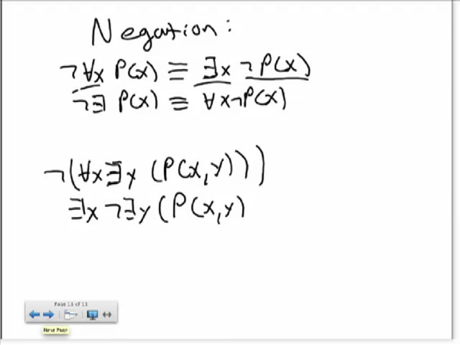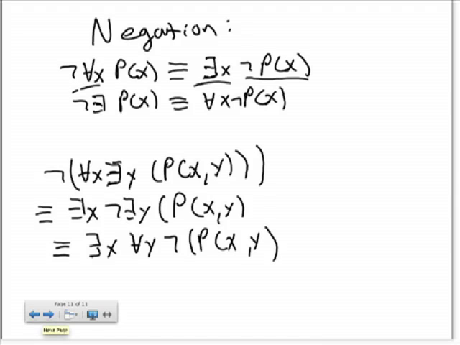Alright, and now we are going to again negate the existential quantifier, which transforms into a universal, and then negate the inside. And that is how you negate nested quantifiers. So you just move the negation inside and make the appropriate transitions from existential to universal and from universal to existential.